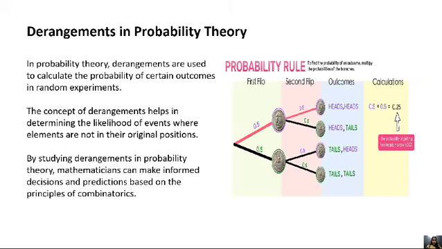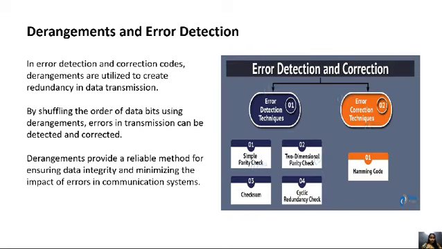Derangements in probability theory. Probability theory uses derangements to calculate the probability of certain outcomes in random experiments. The concept of derangements helps in determining the likelihood of events where elements are not in their original position. By studying derangements in probability theory, mathematicians can make informed decisions and predictions based on the principles of combinatorics.